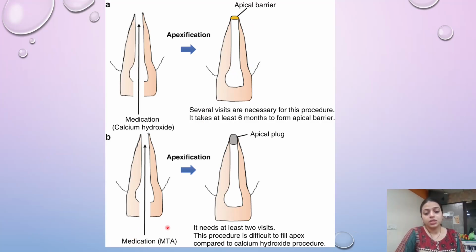Then with MTA, if we are doing it, at least this needs 2 visits, but can be done in a single visit, which requires a longer duration of the visit. So it needs at least 2 visits. Here we form a plug with the MTA. This is the apical plug which is formed. So this procedure is more difficult to fill the apex compared to the calcium hydroxide procedure. Here this apical plug of MTA has to set, which takes 3 to 4 hours, and then you can fill the rest of the root. Okay. So apexification, one visit apexification, in brief I have explained.